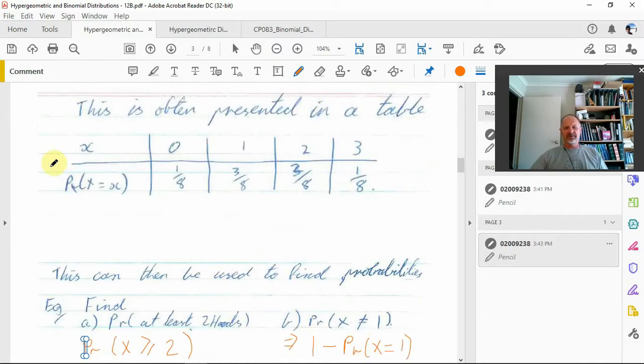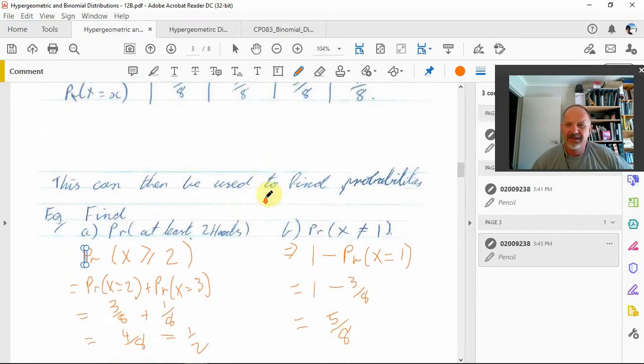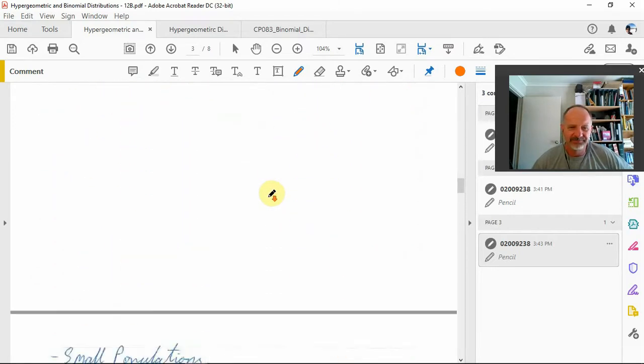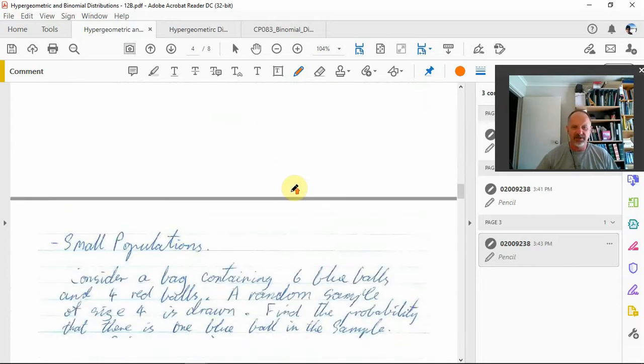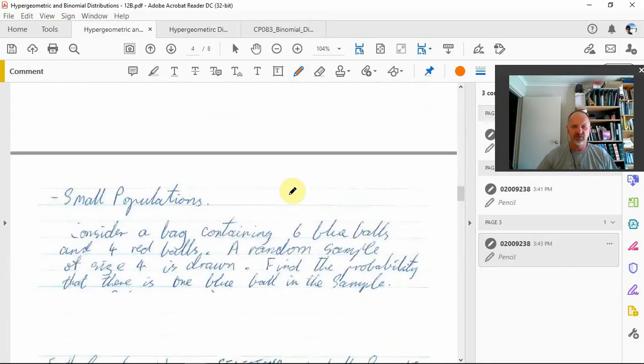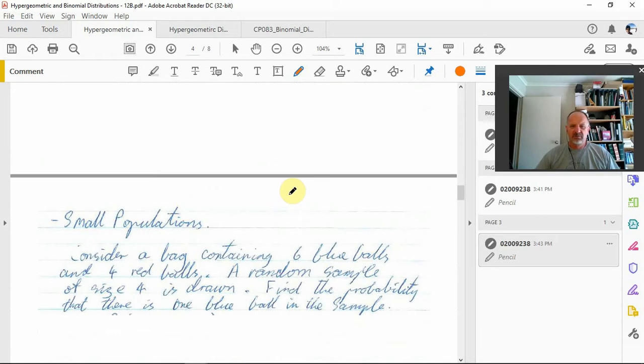All right, so we can get these tables and use these tables to find out certain things, which is nice and handy. But if we need to develop these tables, how do we actually do that? Well, it turns out it depends. And it depends on the size of your population. So a small population, so consider a bag containing 6 blue balls, 4 red balls. A random sample is drawn. Find the probability there is 1 blue ball in the sample.